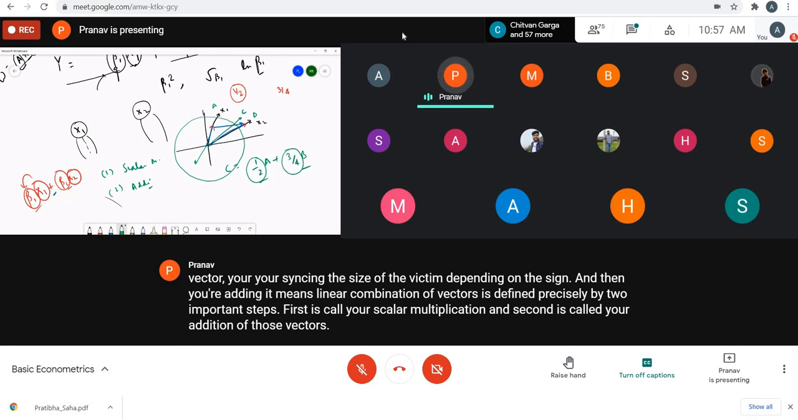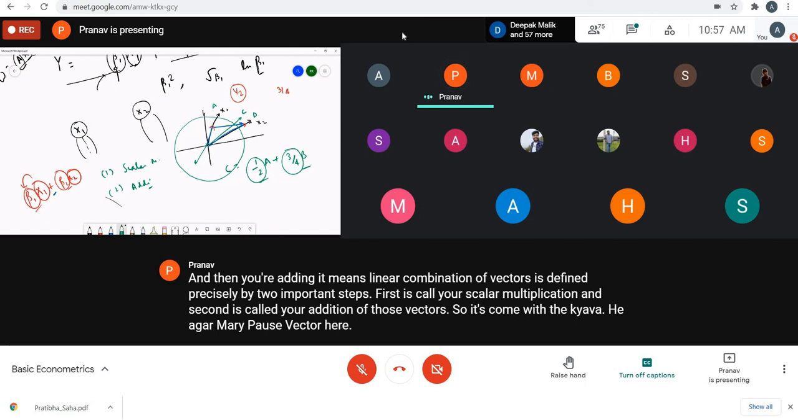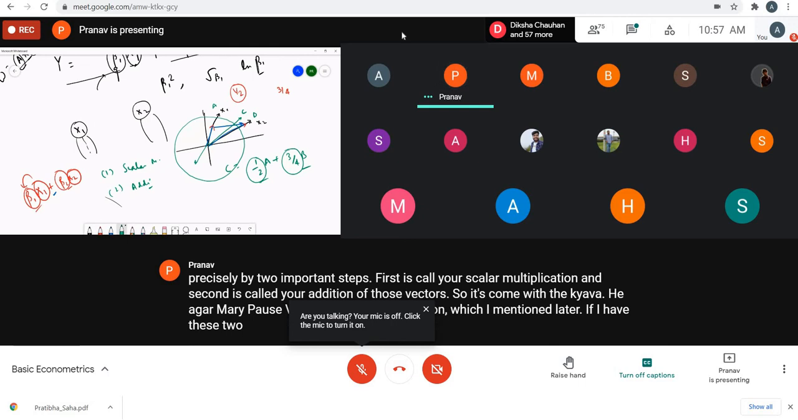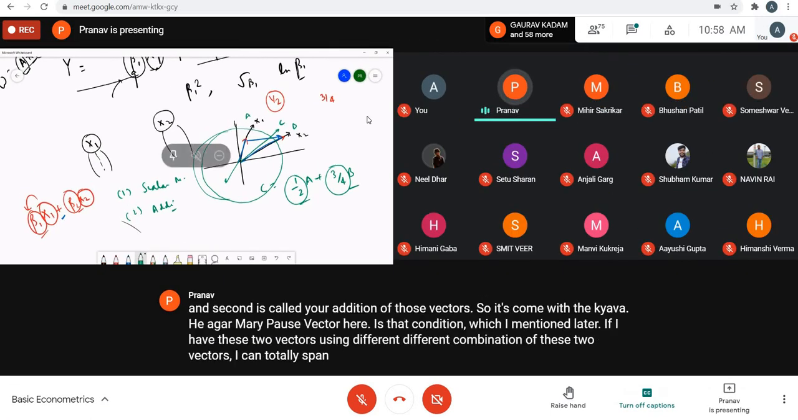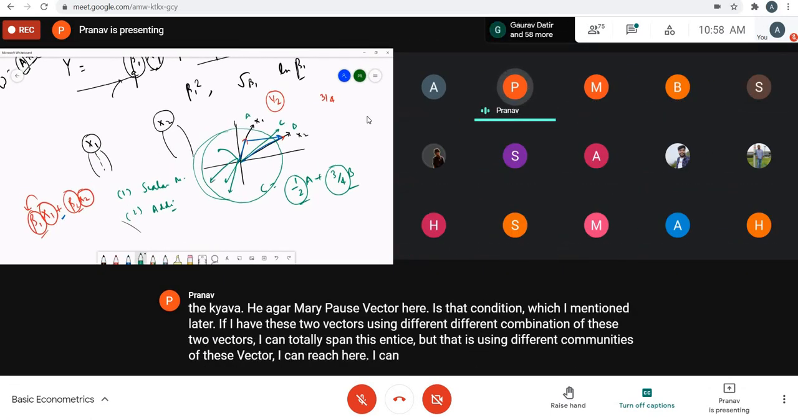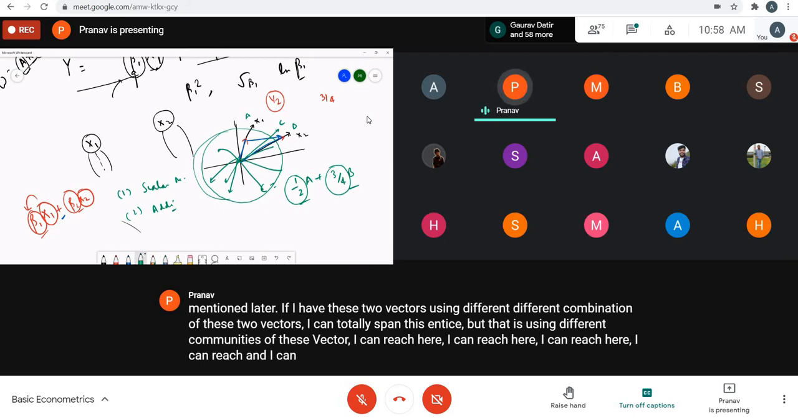So इसका मतलब क्या हुआ कि अगर मेरे पास सिर्फ ये दो वेक्टर हैं, इसका एक कंडीशन है which I'll mention later. If I have these two vectors, using different combinations of these two vectors, I can totally span this entire space. That is, using different combinations of these vectors, I can reach here, I can reach here, I can reach this entire space.